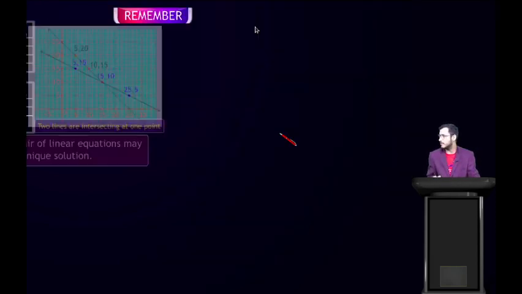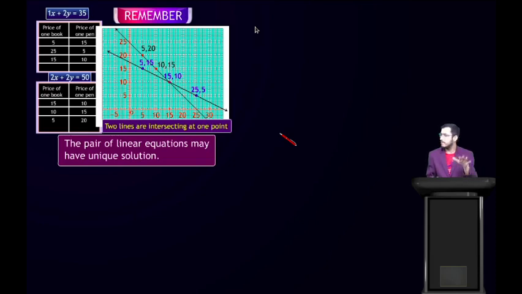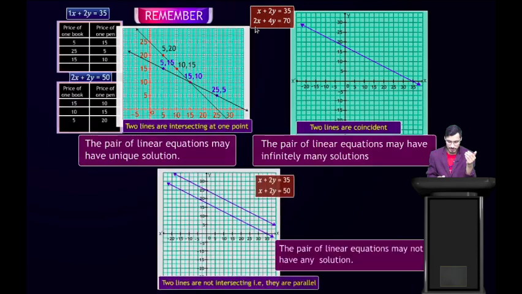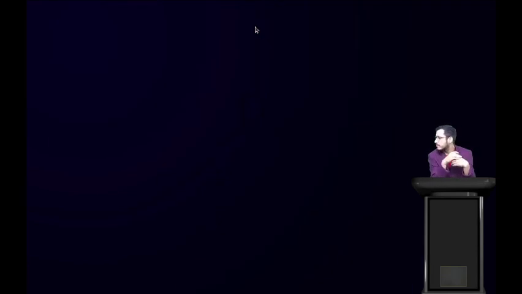So remember always, a pair of linear equations may have a unique solution when two lines intersect each other. That means we have a unique solution at that time. Second case, the pair of linear equations may have infinitely many solutions, when two lines overlap each other. And the third one, the pair of linear equations may not have any solution. That means the lines are parallel.